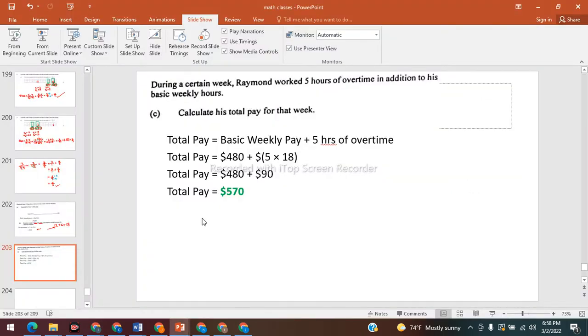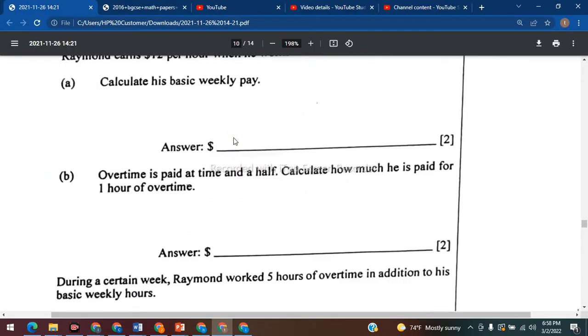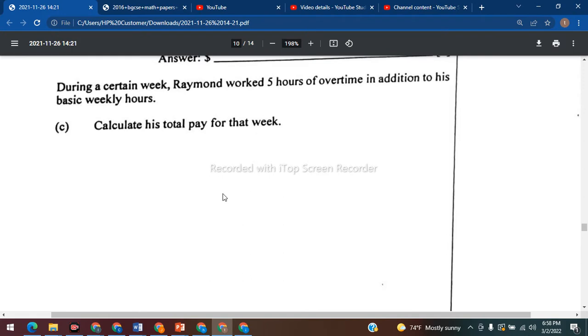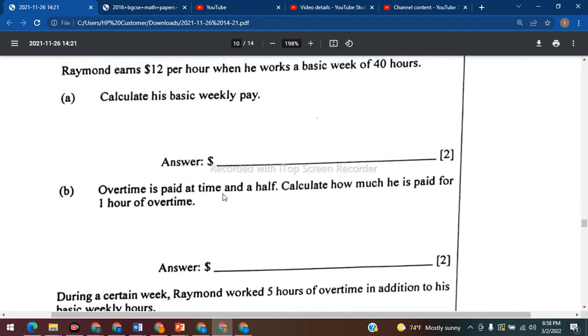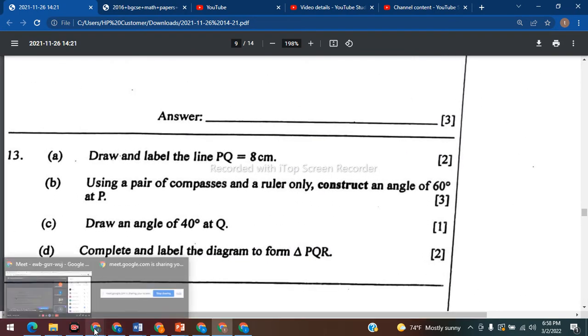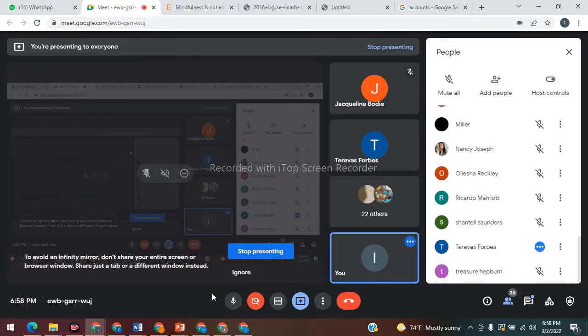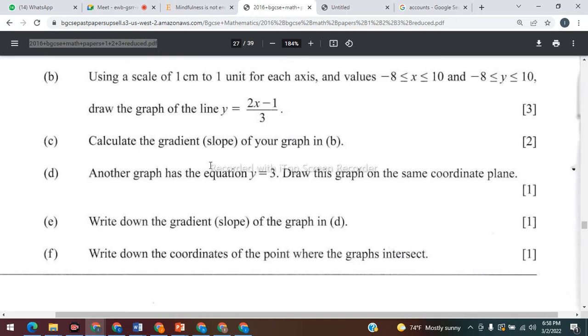So 570, that's pretty good. That's it for that total pay question. All right, so let's go back to our graph. The next thing they asked us to do on this graph is they said, draw another graph which has the equation y equals 3, on the same coordinate plane.